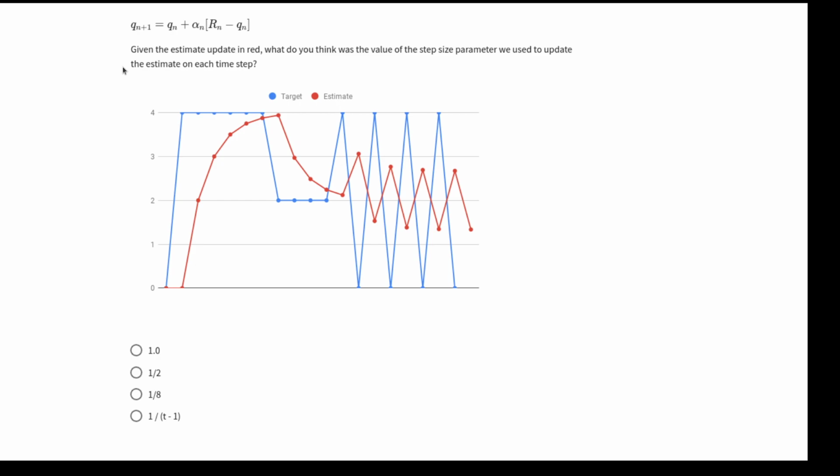I think the step size parameter is very high. That's why this is jiggling back and forth. Oh, should I explain the question? You see the question, what it is? Can you explain the target and estimate? Yeah, sure.